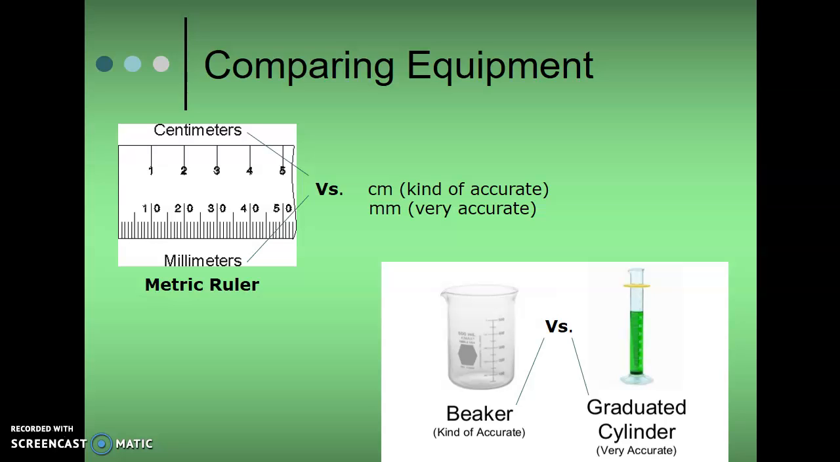So therefore, when we are measuring any kind of liquid in a graduated cylinder, that one will be considered accurate and more accurate than a beaker. So the most accurate piece of equipment for measuring liquid would be a graduated cylinder.